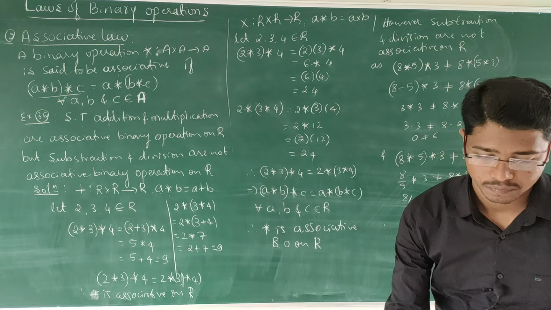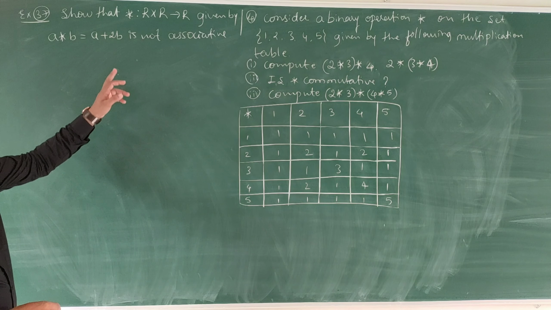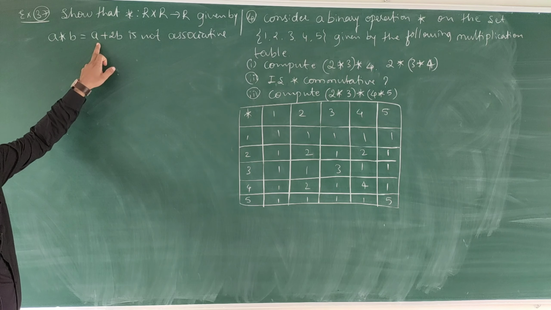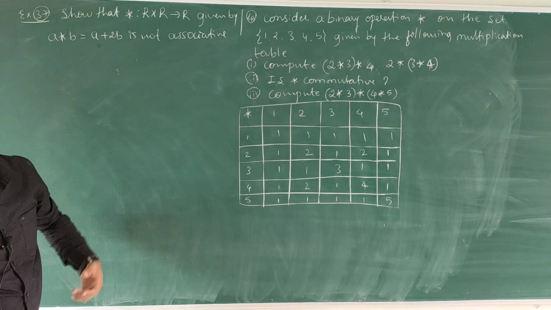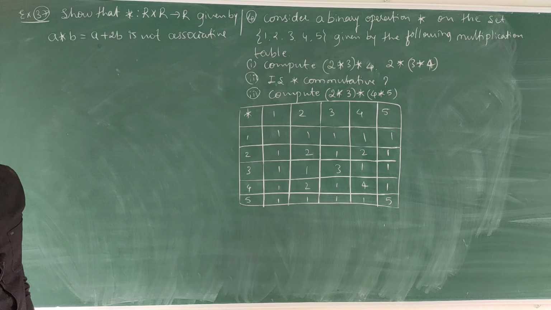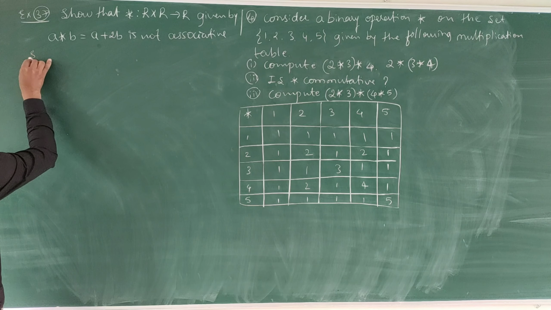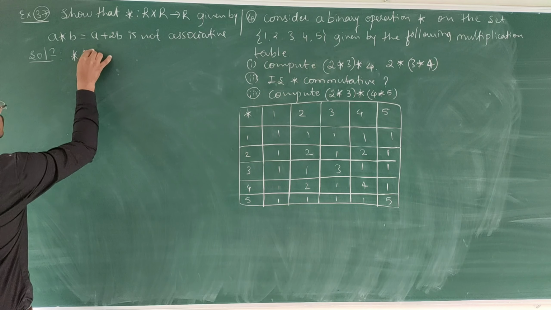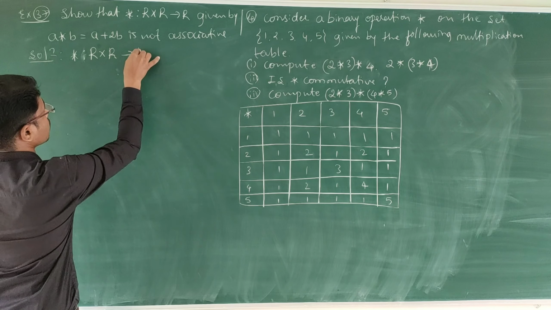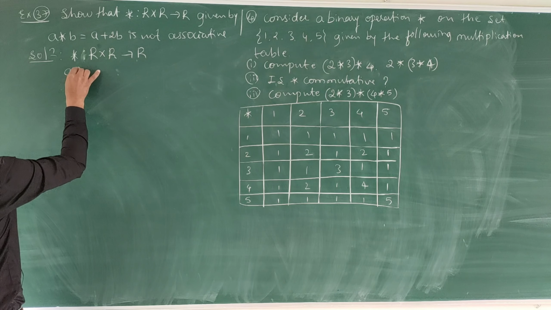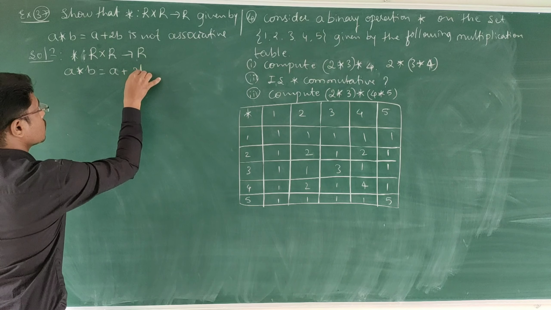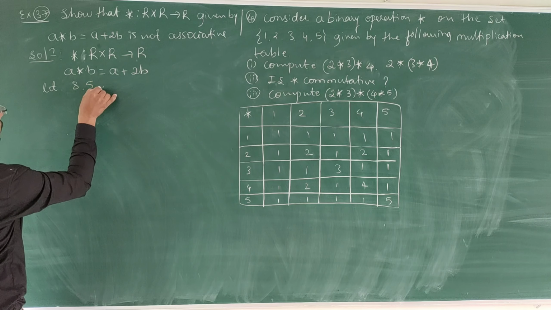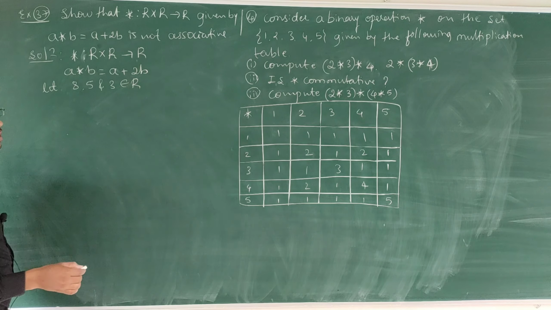Okay, so let us see the next question. Show that star from R cross R to R, given by a star b equals a plus 2b, is not associative. Let us see the solution. Star is given by a star b equals a plus 2b. Let us consider three numbers: let 8, 5 and 3 belong to the set of real numbers.